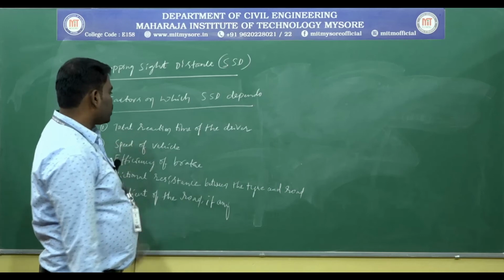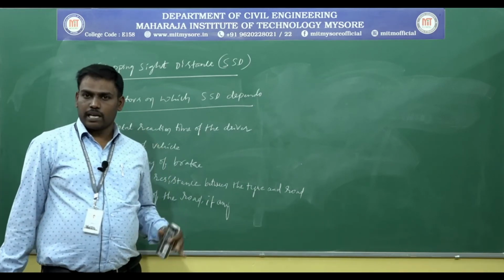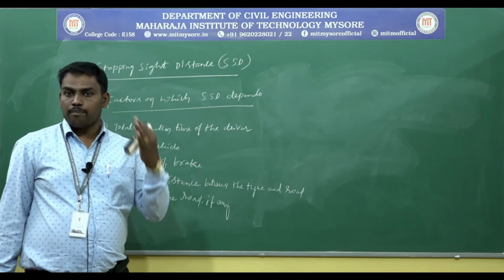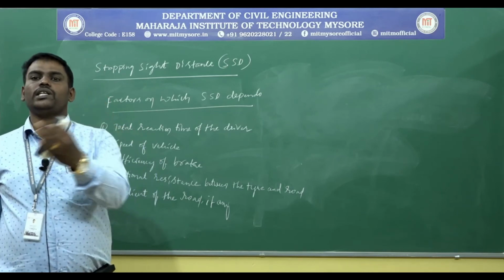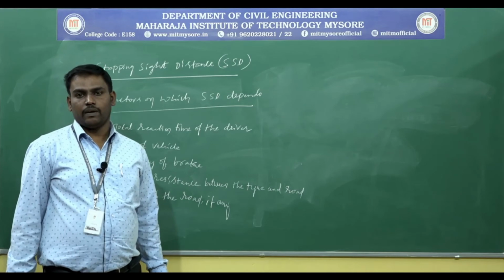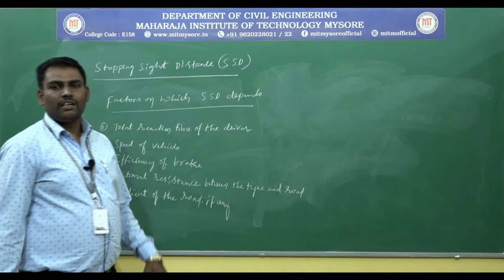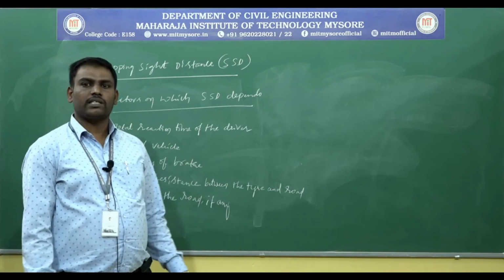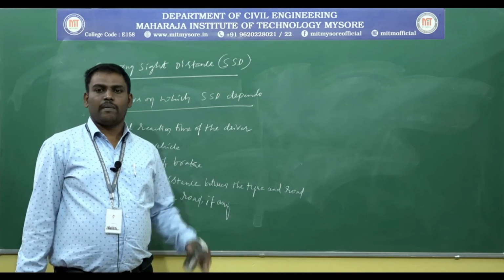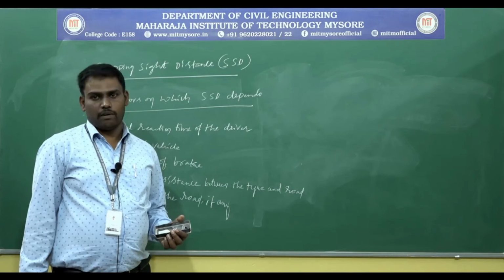Okay. The first one it is total reaction time of the driver. What is this? It is the time in seconds which the driver takes from the instant of time the object is visible to him to the instant of time the brakes are effectively applied. Okay. That is the total reaction time of the driver, and it varies from driver to driver. It depends on the perception of the driver.